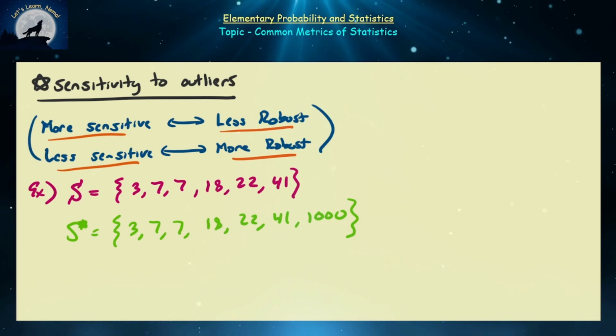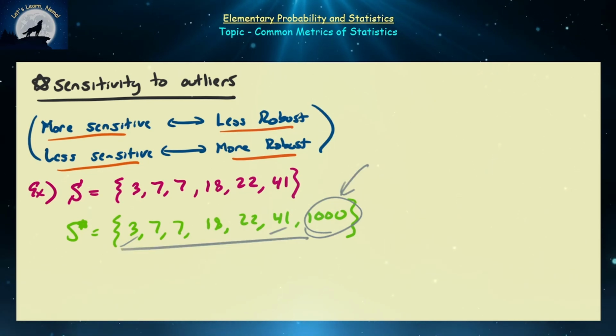This is just here to give you a sense of the idea of what it means for a metric to be robust. So let's take our data set 3, 7, 7, 18, 22, and 41, and let's introduce a number that is significantly different from the rest. Yes, 3 and 41 are significantly different from each other, but 1000 is significantly different from all of the rest, 3 through 41. So sometimes people will refer to this as an outlier. Now classifying data points as outliers of a data set is also another potentially difficult task, because you in some sense have to know the underlying distribution of the population to classify something as an outlier, which most of the time we don't.